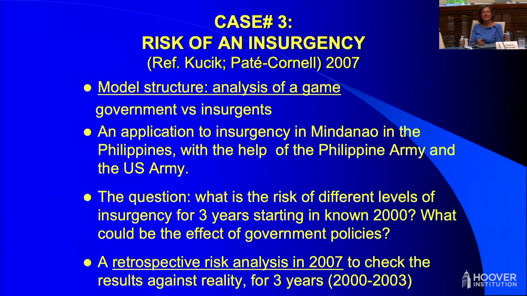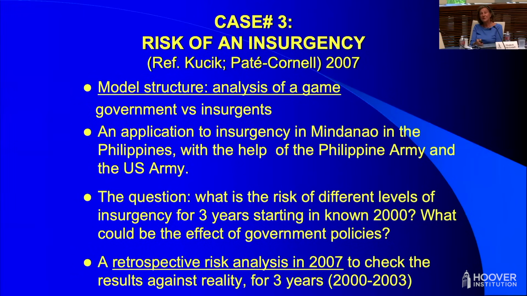Case number 3, risk of an insurgency. And that's a very interesting one. We picked an insurgency in Mindanao, in the Philippines, and Colonel Cusick, who was working with me on his thesis, went there and spent quite a lot of time, got a lot of help from the Philippine army and the US army. And the problem was government versus insurgents. And what would be the effectiveness of the risk analysis measures taken by the government.